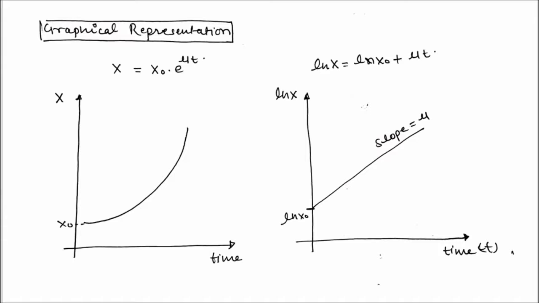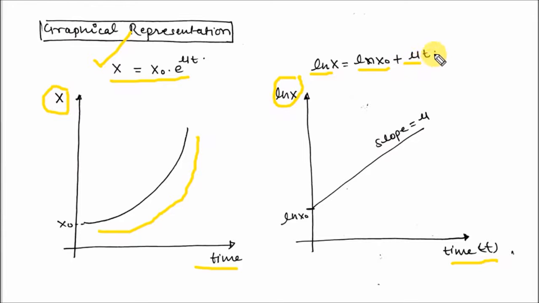This is the graphical representation of the microbial growth kinetic equation. Here you can see this is the exponential graph. If you draw the x versus t graph, you will get this kind of graph, that is exponentially increasing. And when you draw ln x versus t, this is the linear graph. You can see y is ln x, c is the y intercept, mu is the slope and t is the x axis, and you will get this straight line graph with the slope mu.